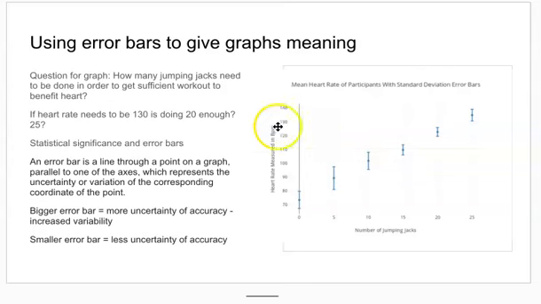All right, so this graph here is the mean heart rate of participants with standard deviation error bars. Okay, so it's the number of jumping jacks they did and what their heart rate was when they did the jumping jacks. So they probably wore a heart rate watch or a smart watch, and they were doing jumping jacks, and they recorded their heart rate while they were doing that.